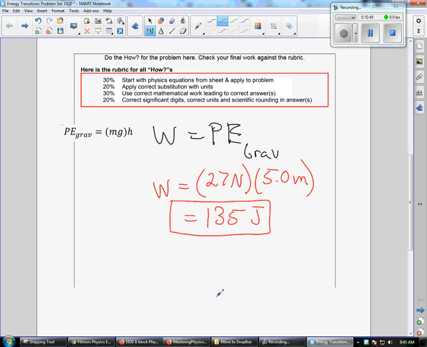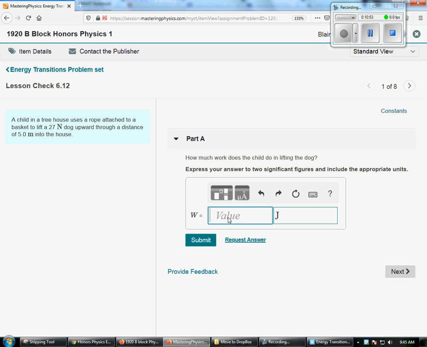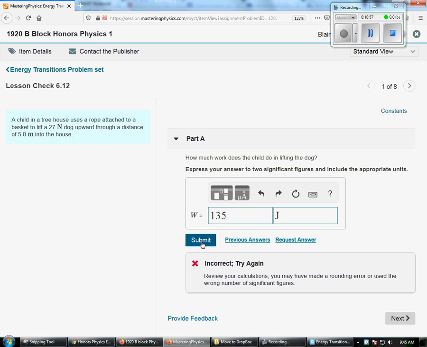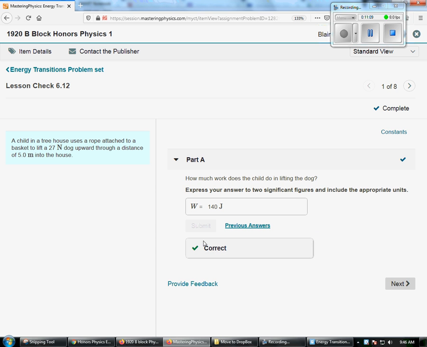Let's see if I got it right. Oh, they want 2 sig figs. So that would round that up to 140. There we go. So they wanted 2 sig figs rather than 3. Pesky book.